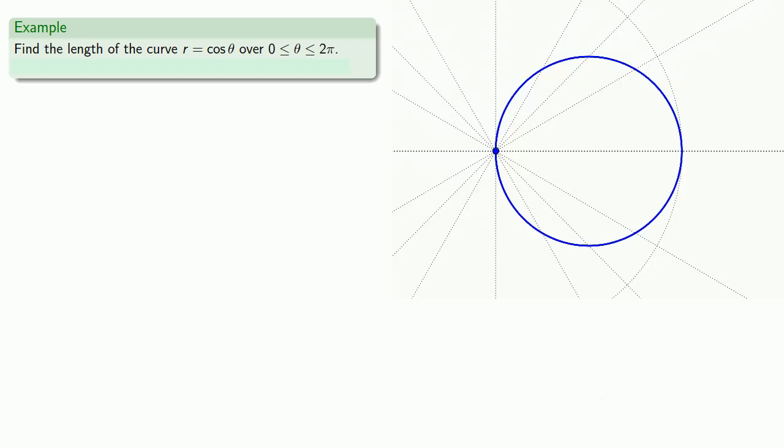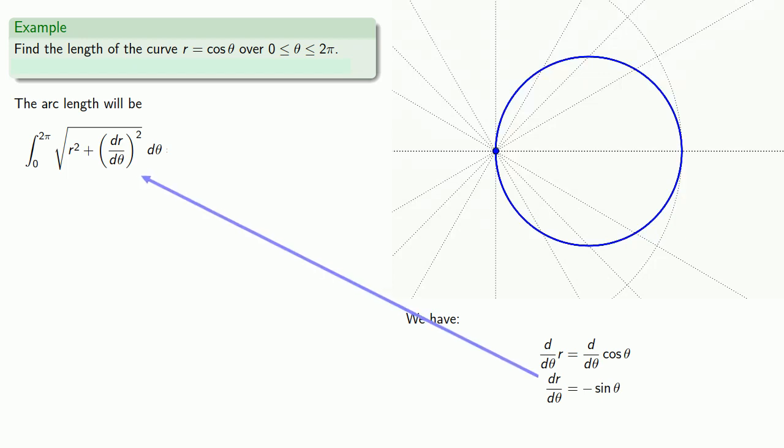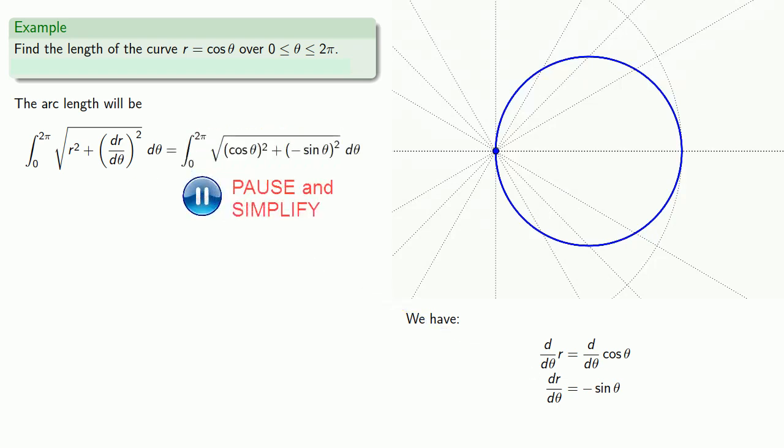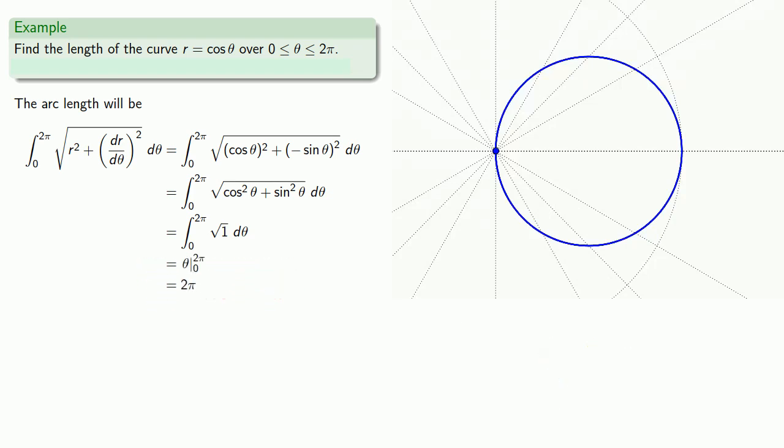So we'll set up our formula for the arc length. It'll be the integral from 0 to 2 pi of the square root of r squared plus the square of dr d theta, d theta. So I need dr d theta, so I know r equals cosine theta, so we'll differentiate. And that gives me dr d theta is minus sine theta. I'll substitute that in. I'll do a little algebra, a little trigonometry, a little bit of calculus. And so we get an answer of 2 pi, which is exactly what we expected to get.